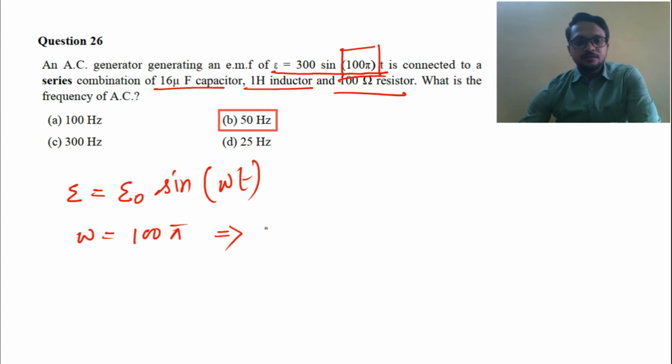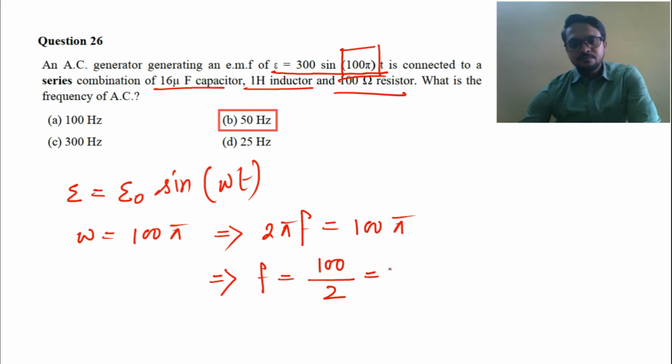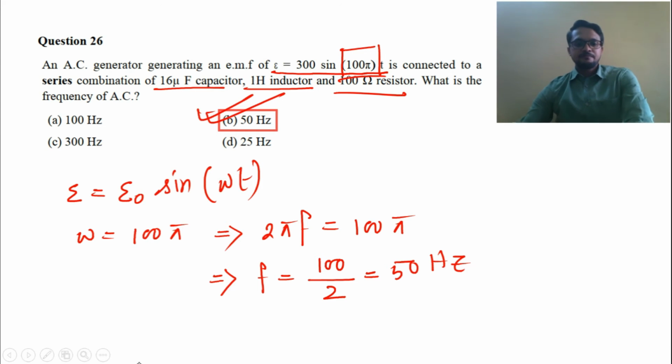Now we have to find the frequency. Omega means 2 pi f equal to 100 pi. Now pi cancelled out, so f will be 100 by 2, which is 50, and the unit is hertz. So the correct option is B. Fine, going to the next question.